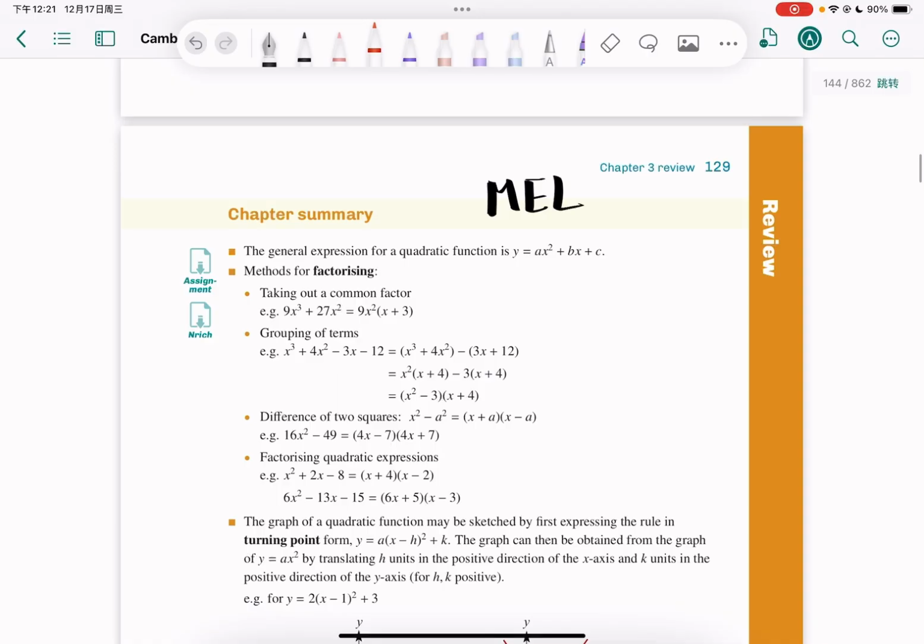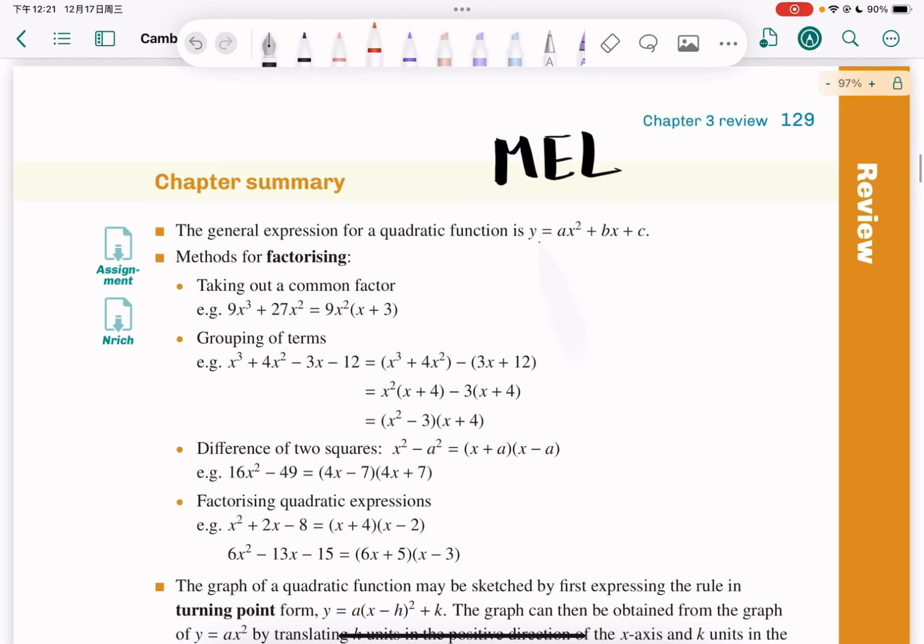Today let's go through chapter 3 about quadratics. The general expression of the quadratic is y equals ax squared plus bx plus c, where a, b and c are all constants. Okay, and the method of factorizing.